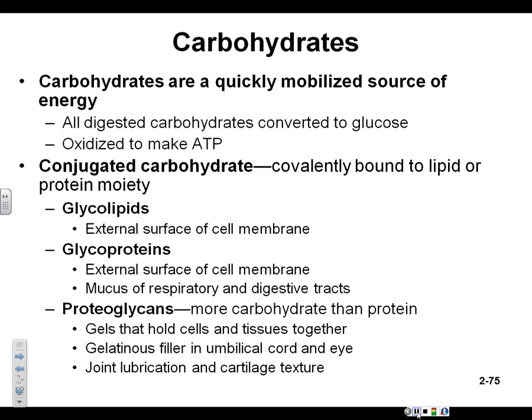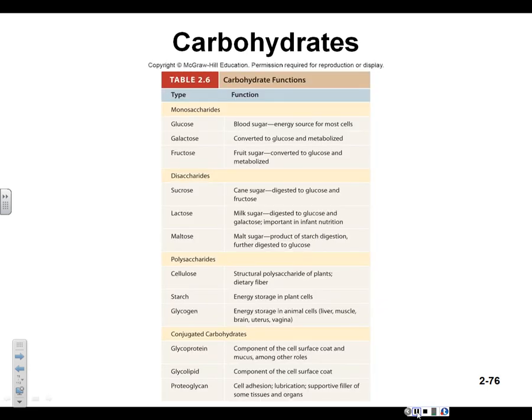Proteoglycans is a carbohydrate and what? A protein. Alright? So these are things that we find on our cell membranes, part of our respiratory tract, our digestive tract, and also they can lubricate our what? Joints and cartilage. All right? So table 2.6, it breaks them down, and it's a quick reference to what they do.